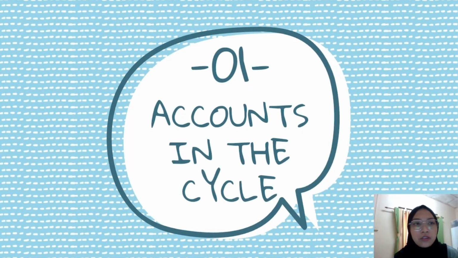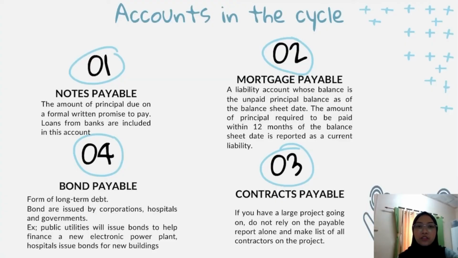Next part, we continue with accounts in the cycle. So the first one is note payable. Note payable is the amount of principal due on a formal written promise to pay. For example, loan from bank. In addition, loans from banks are included in this account. So, number 2, mortgage payable. Mortgage payable is a liability account whose balance is the unpaid principal balance as of the balance sheet date. The amount of principal required to be paid within 12 months of the balance sheet date is reported as a current liability.